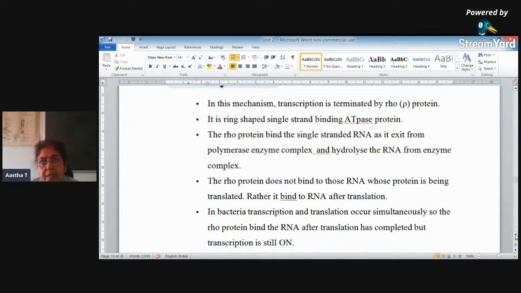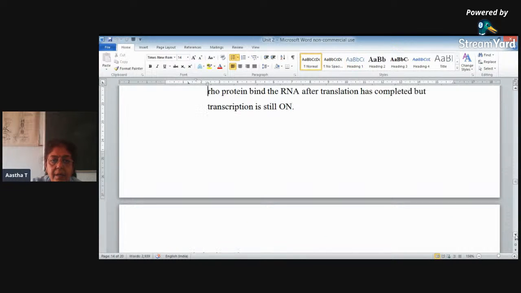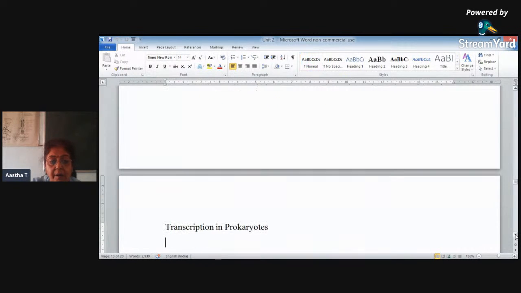In prokaryotes, translation starts before the transcription is completed. In eukaryotes, the complete mRNA will be transcribed, it will be processed, and then only the translation process will take place. Because in bacteria, both these processes take place simultaneously. So translation is still on. Means when translation is started, transcription is still on.